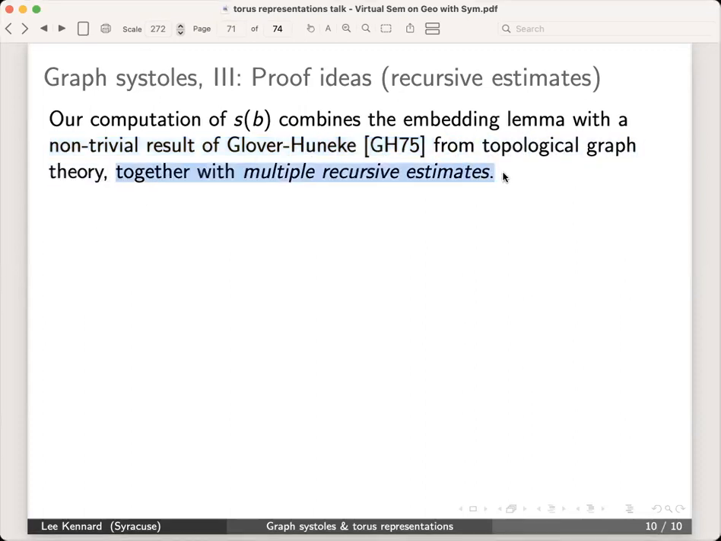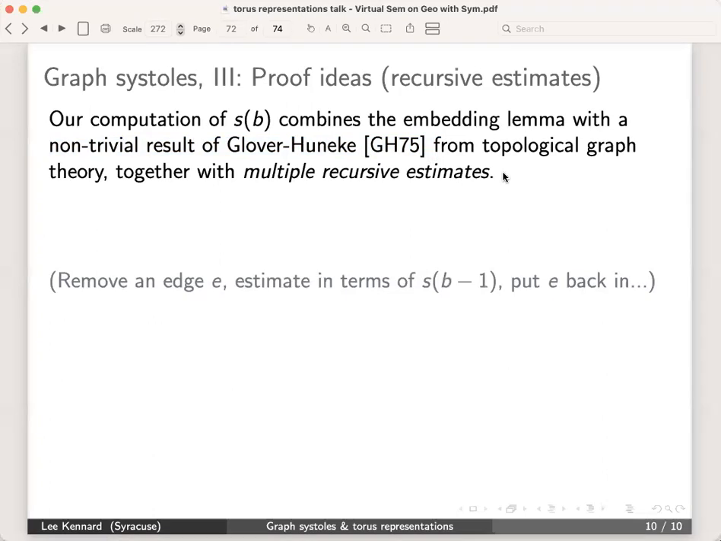The other thing we did was prove a number of recursive estimates. We needed another 3 or 4 different estimates. And this is the sort of thing you do where you're thinking inductively. You pull out an edge, you study that graph, which is smaller. And usually when you pull out an edge, you've decreased the Betti number. So you get estimates in terms of graphs with Betti number b-1. And then, of course, like all inductive proofs, you put it back in and see what happens. So we got a number of estimates that way.